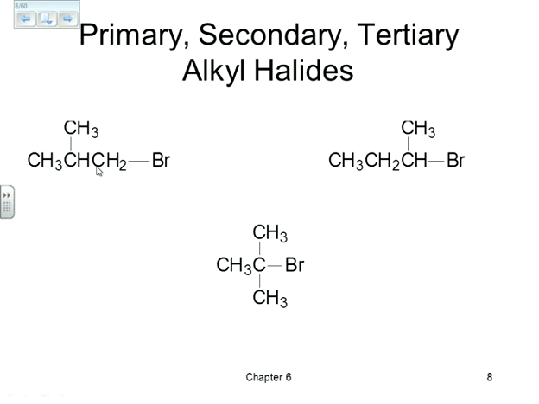I'm only looking at carbons it's bonded to. So how many carbons is it directly bonded to? 1. So this is called a primary alkyl halide. Alkyl just means carbon groups with a halogen. So this one's a primary.